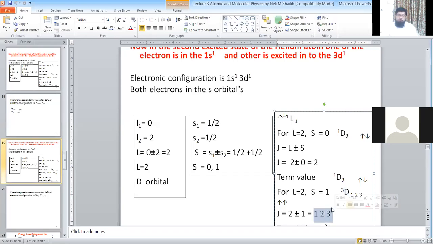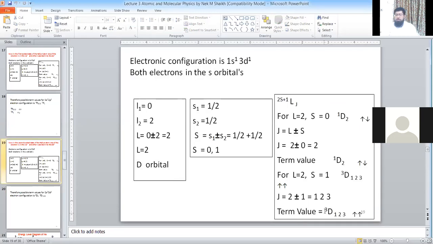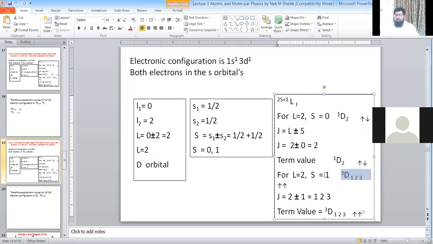So here the term value is 3D, 3D1, 2, 3, because in this case this is the triplet, spin is equal to 1. Spin 1 shows that both electrons have their spin in the same direction, either both moving clockwise or both moving anti-clockwise. So the combination is 1D2 and 3D1, 2, 3.